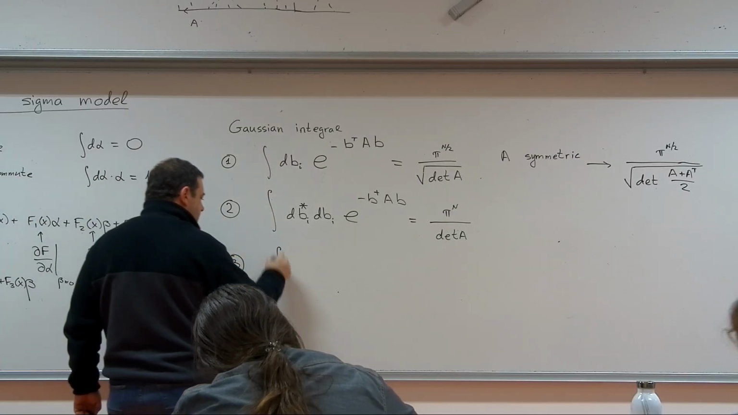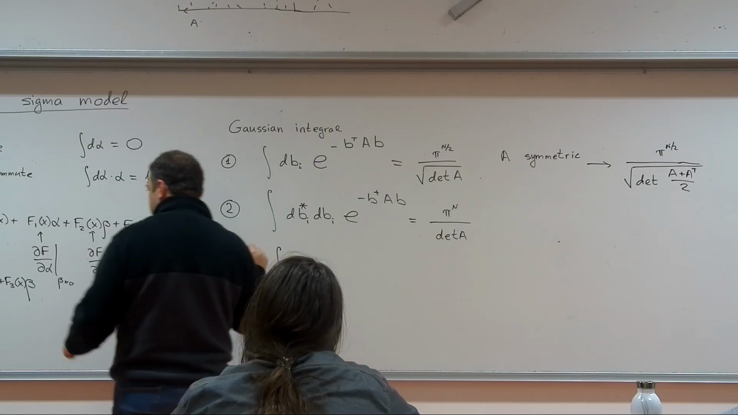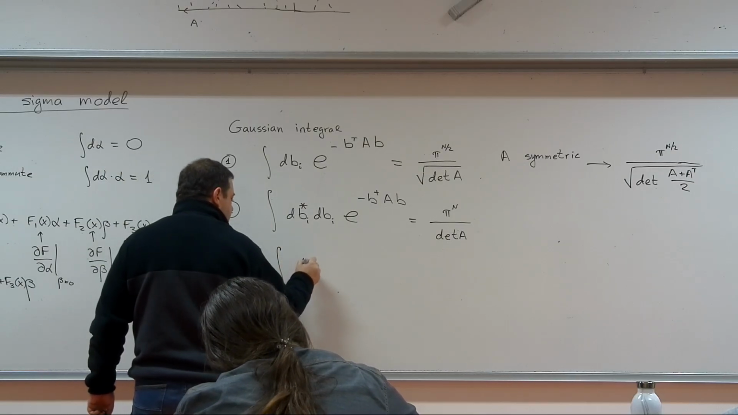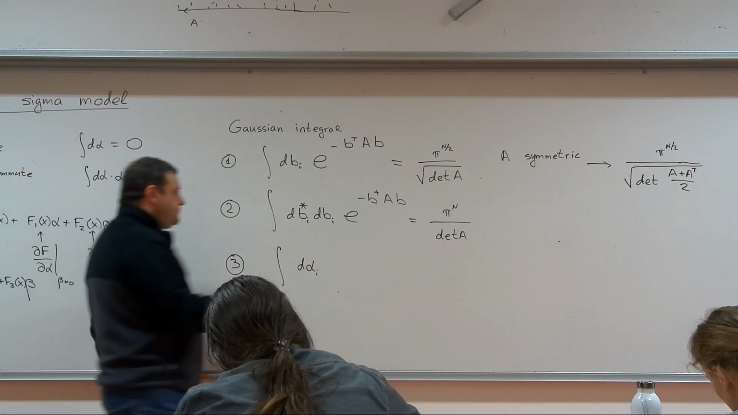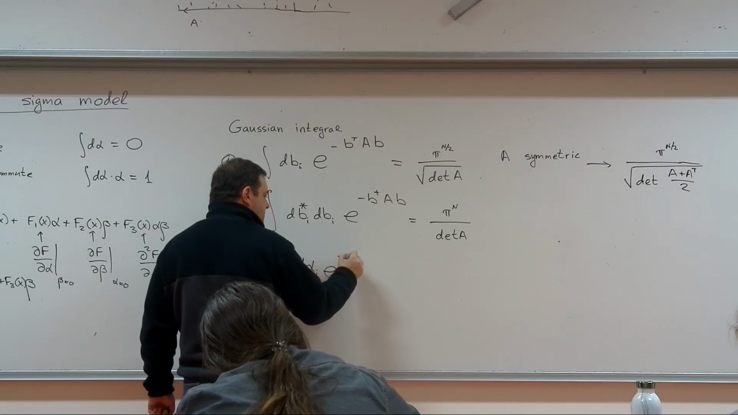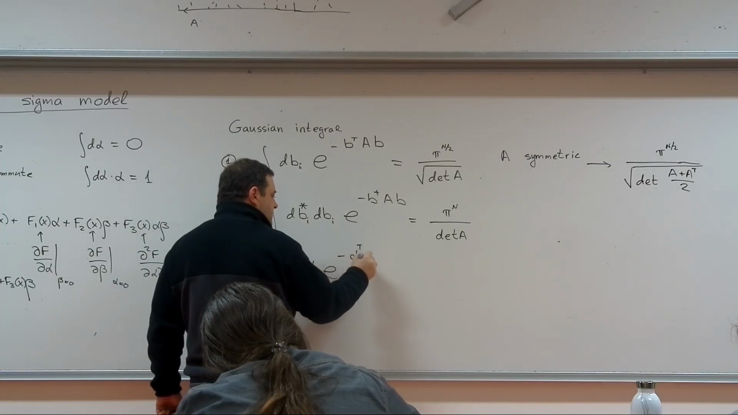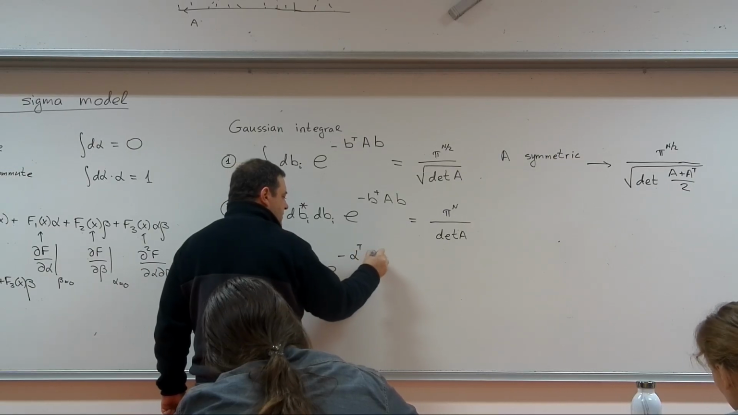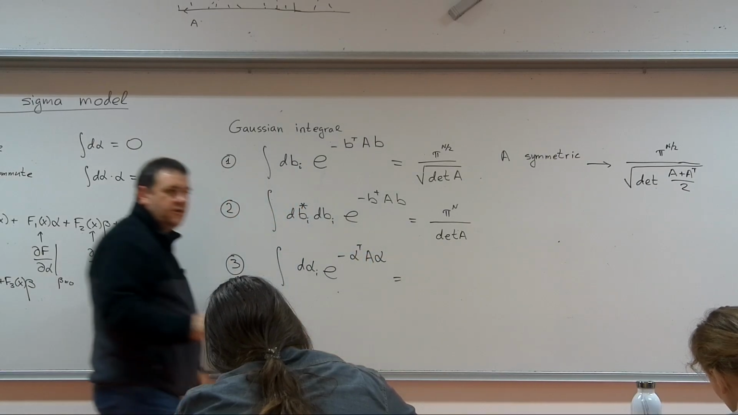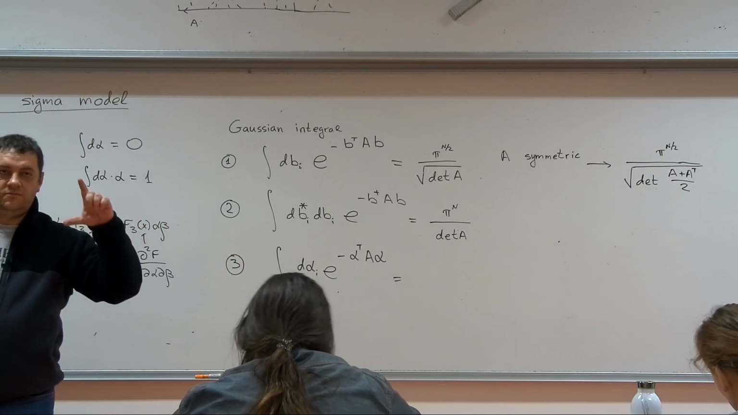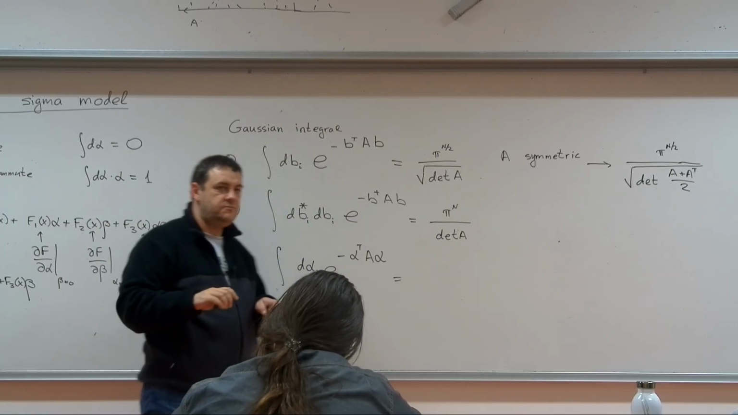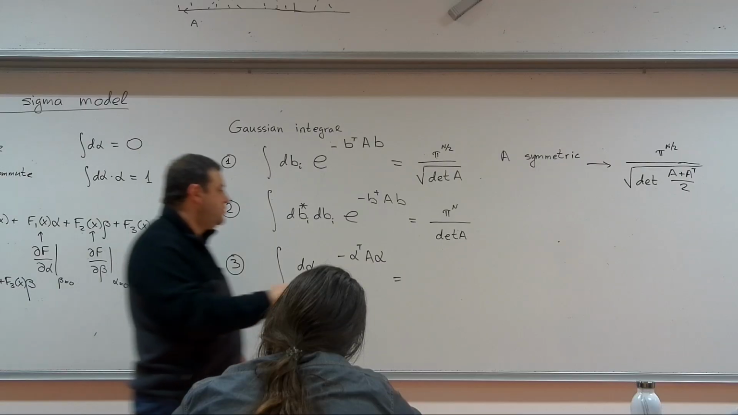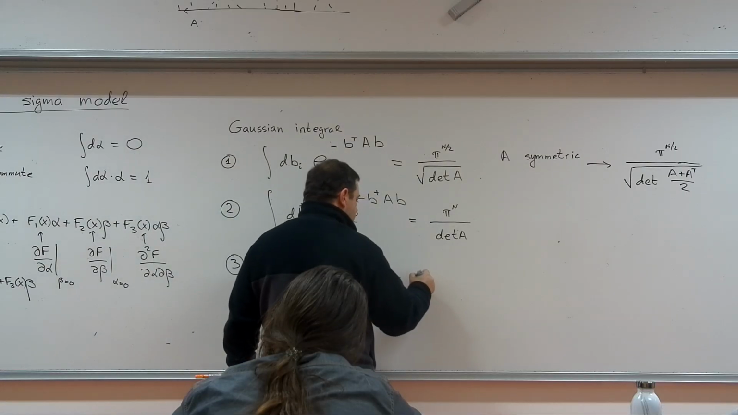Example number 3. We have a set of Grassmann variables, alpha. They also form a vector. And I have an exponent minus alpha transpose A alpha, a quadratic form in Grassmann variables in the exponent. It will be the square root of the determinant, that's right.